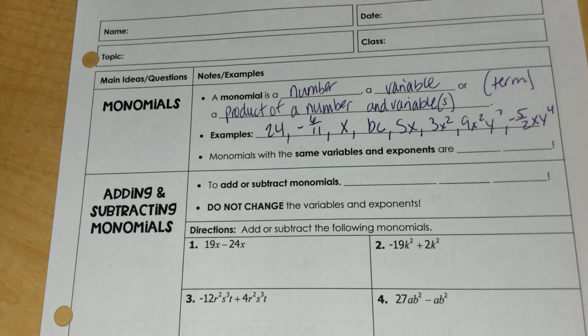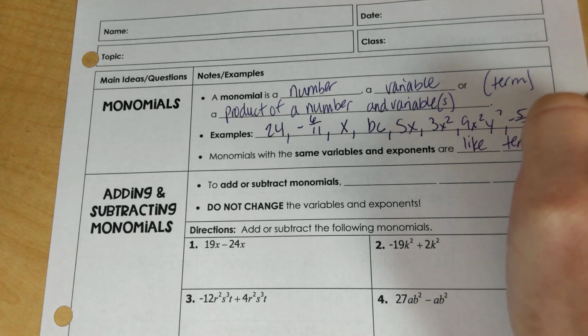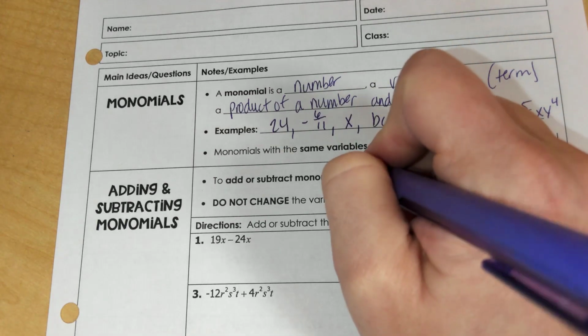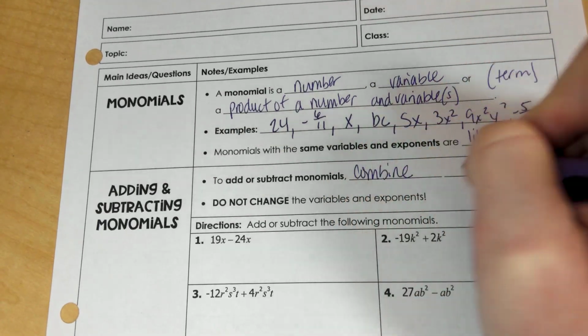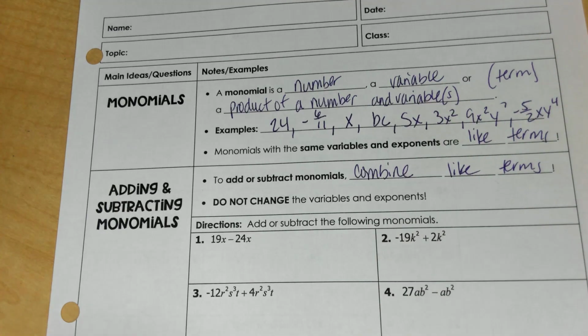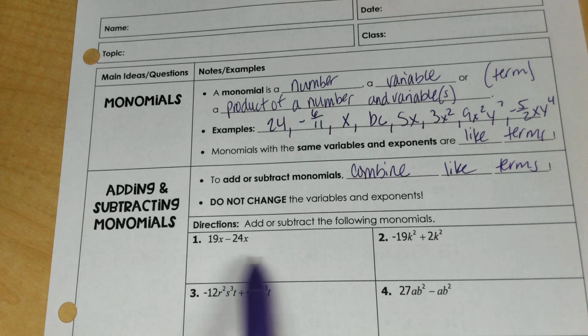And monomials with the same variables and exponents are what we call like terms. And so we've talked about like terms in the past. When we go to add and subtract monomials together, we're actually combining like terms. We do not change the variables and the exponents when we're just adding two terms together.